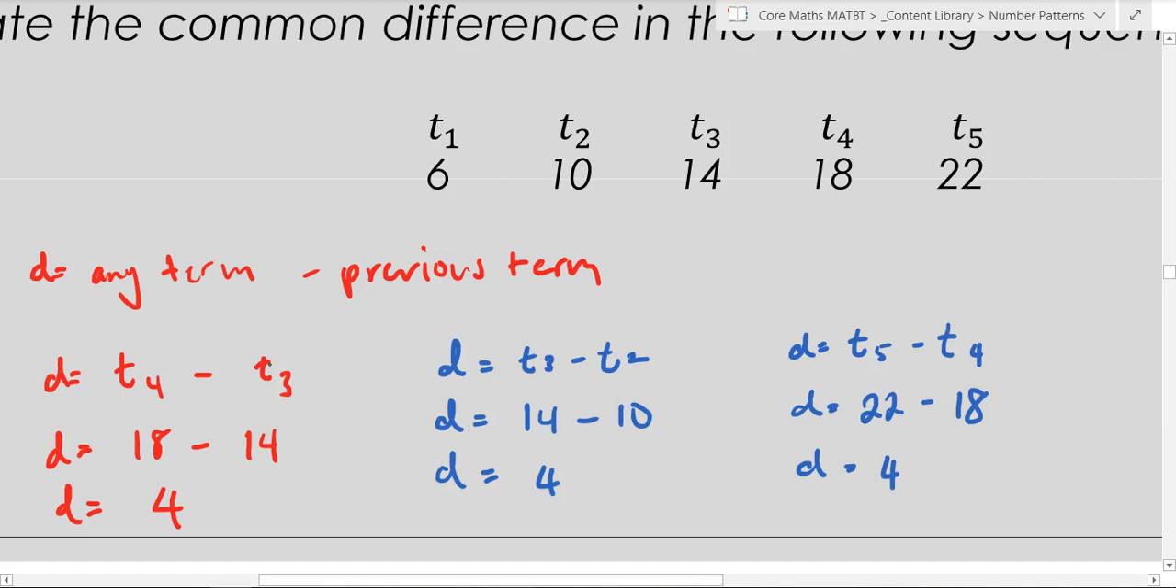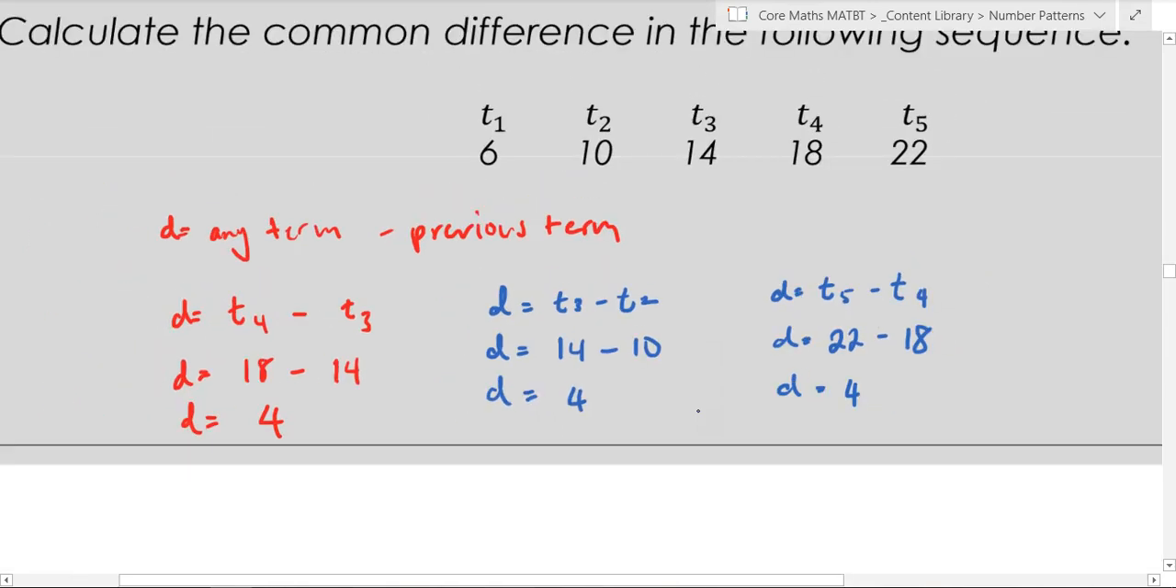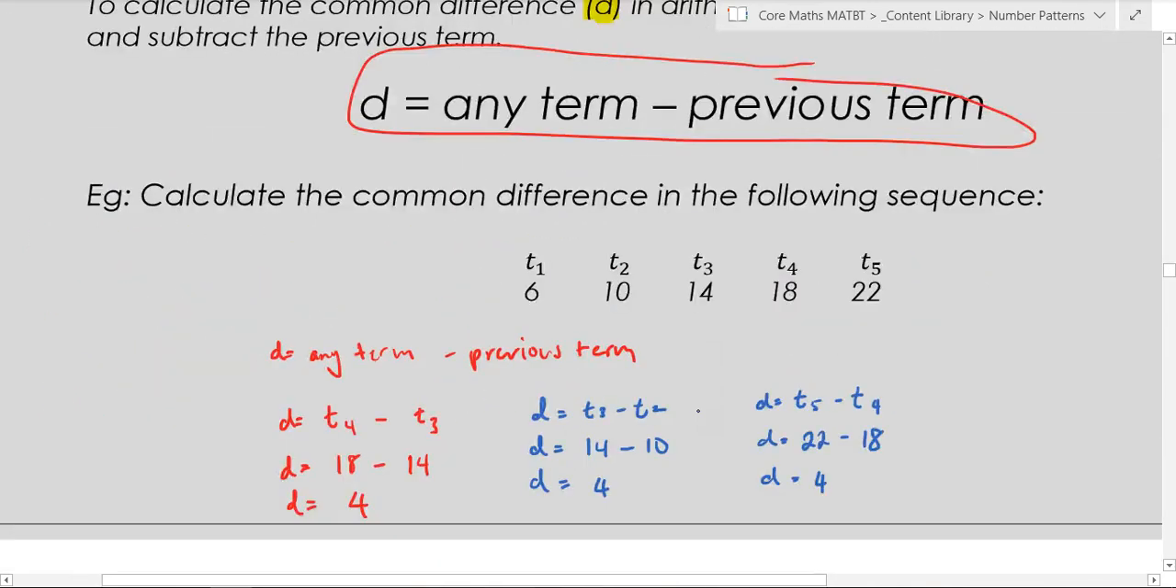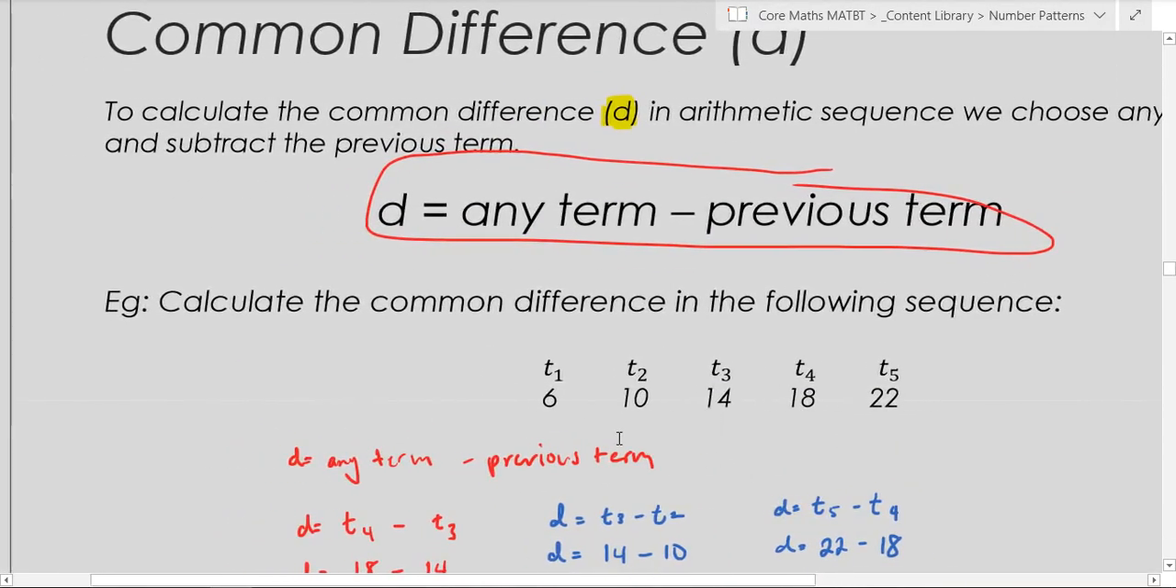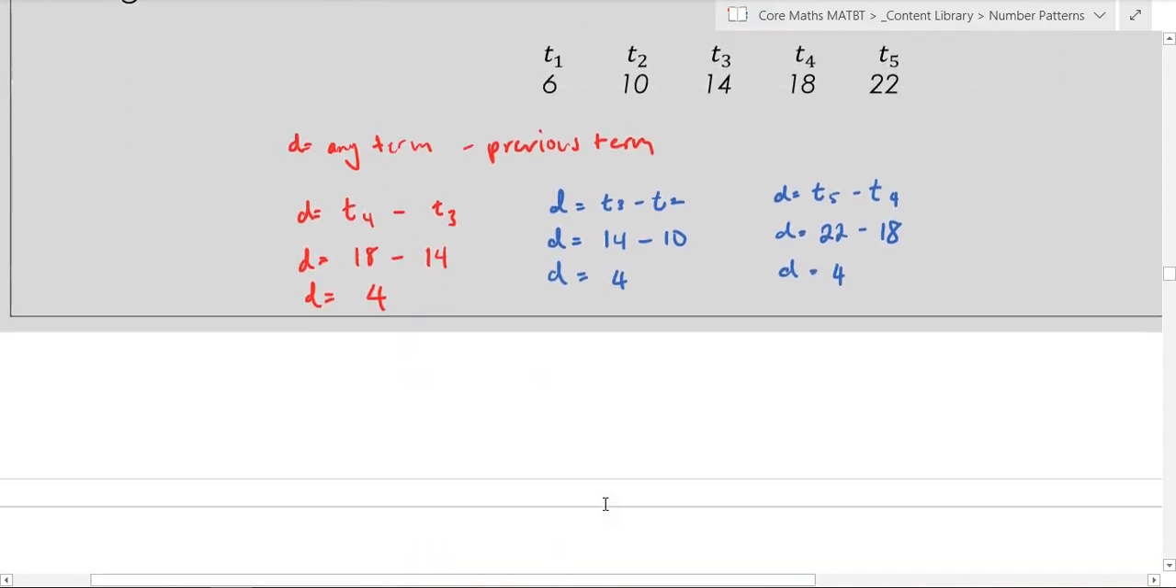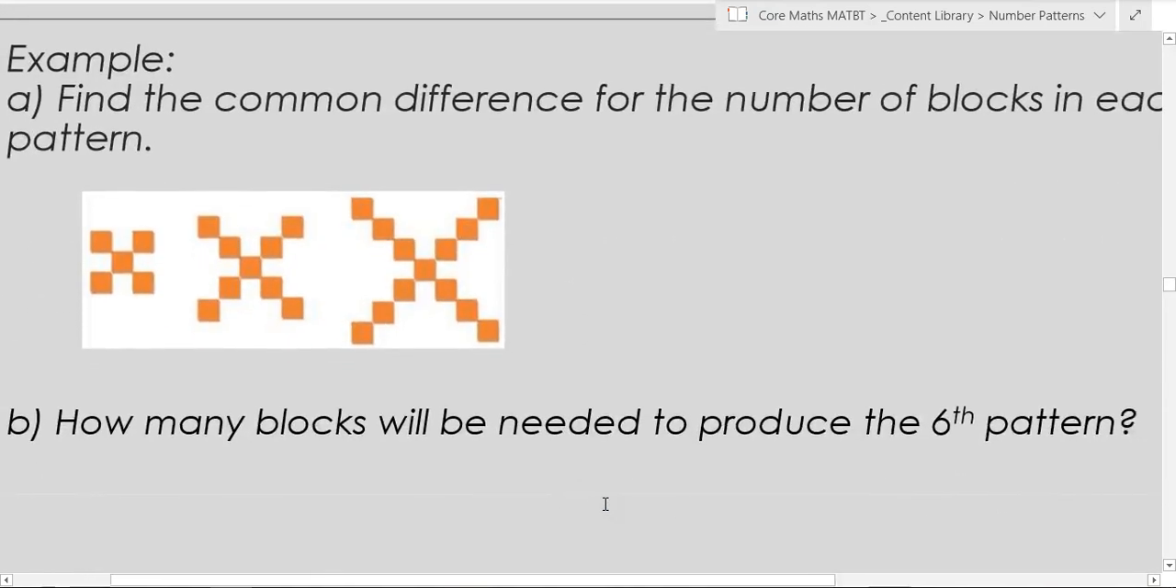Now you don't have to do this multiple times all the time, but sometimes you might. Okay, so just please watch out for it. Generally, once should be enough, but sometimes a question will be thrown at you. Okay, so you have to look at all the terms, just to double check that it's the same common difference. Alright, let's try this one.